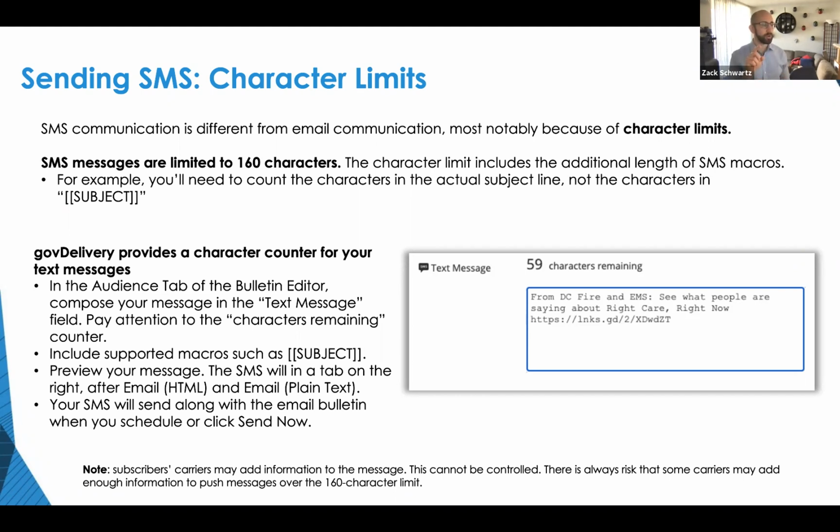If you click, from the editor, the preview button, it'll show you what your bulletin looks like. There's a tab on the right side that says wireless message. Click on that wireless message and you'll see what that wireless message looks like. It'll populate those subjects and things. And then when you click send, your SMS will send right alongside the email bulletin.